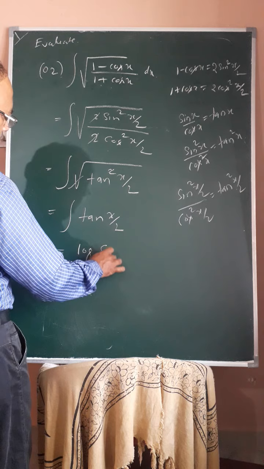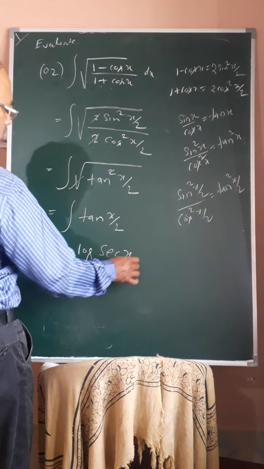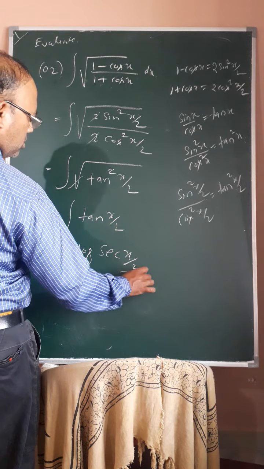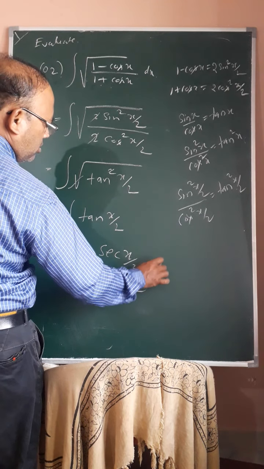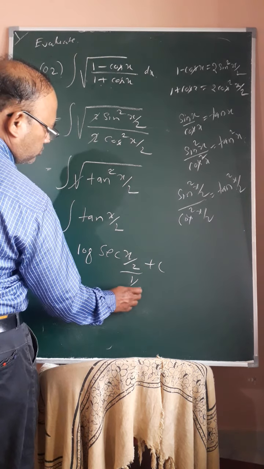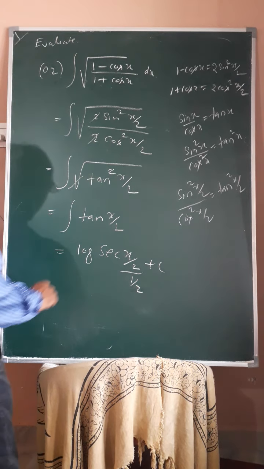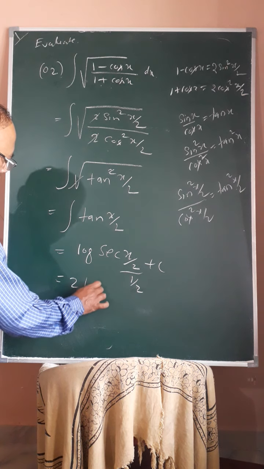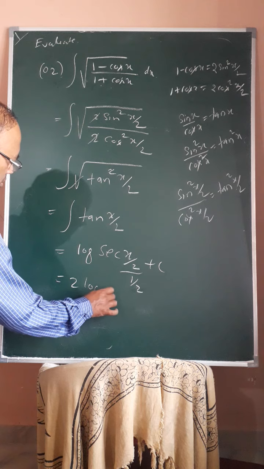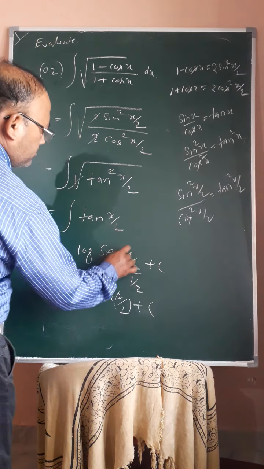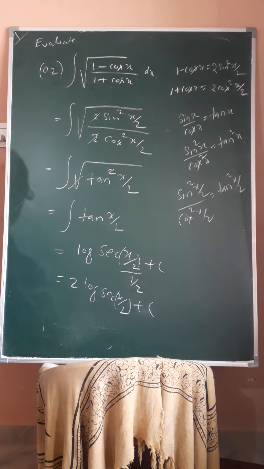Log of secant x by 2. This 1 by 2 will become the denominator. Log of secant x by 2 divided by 1 by 2. This 2 will come to the numerator, that is 2 log of secant x by 2 plus c. This is the answer for that.